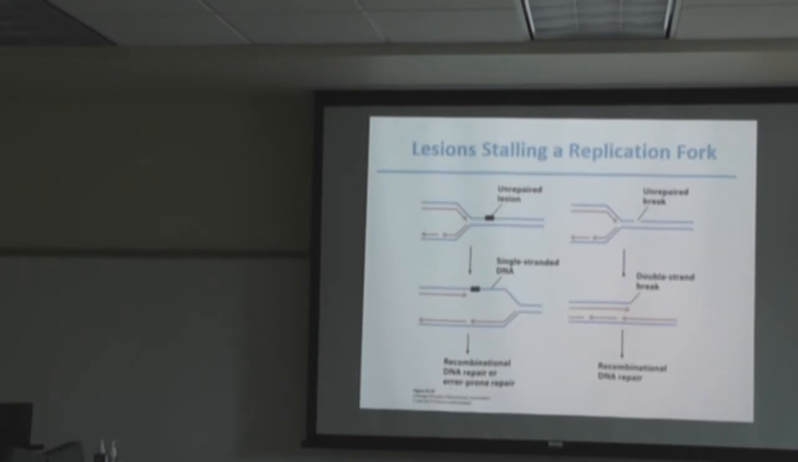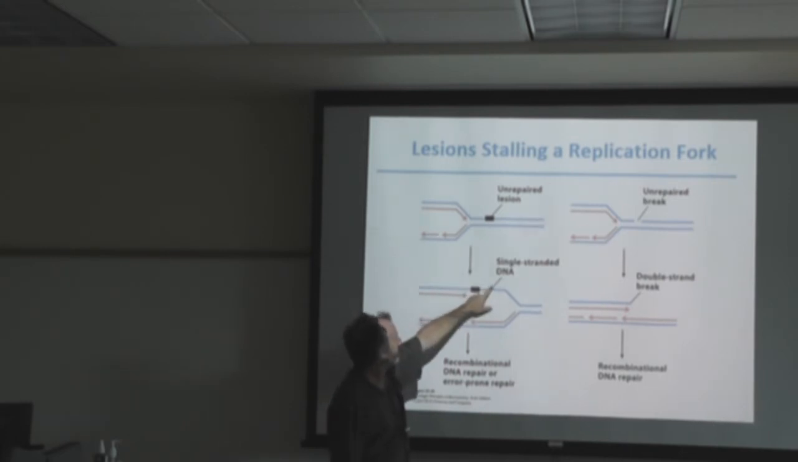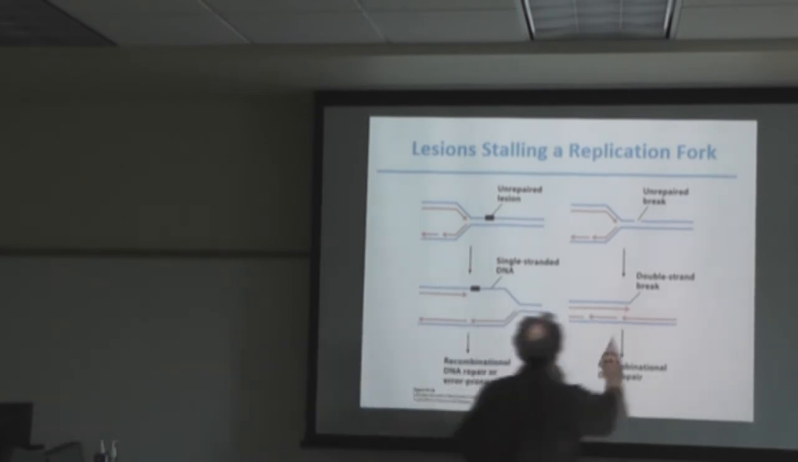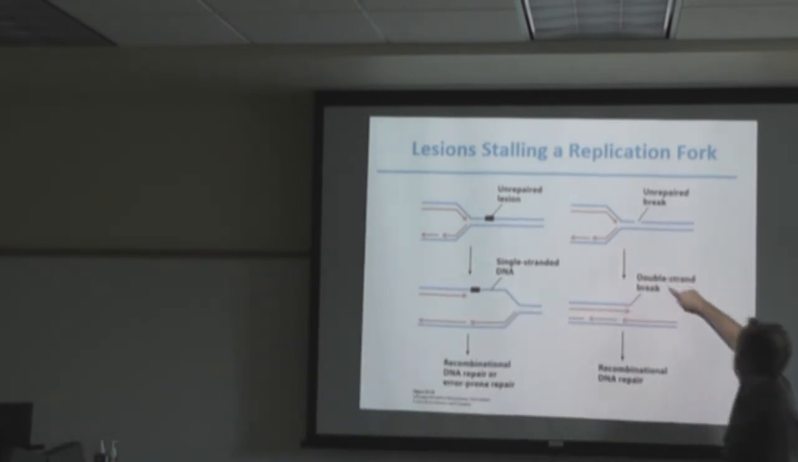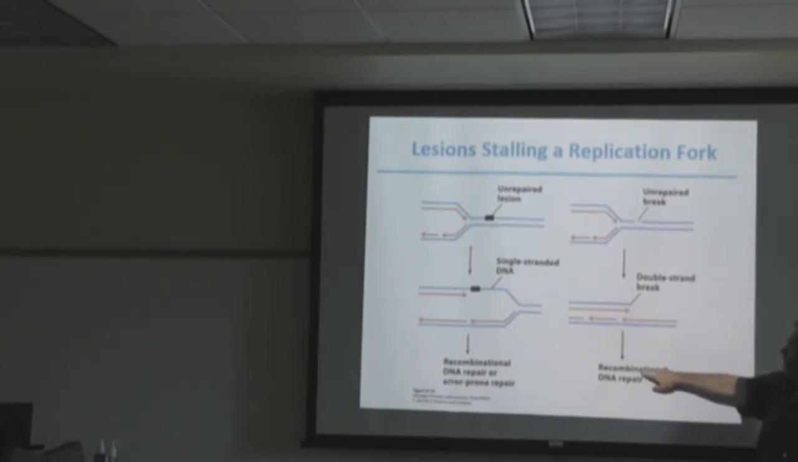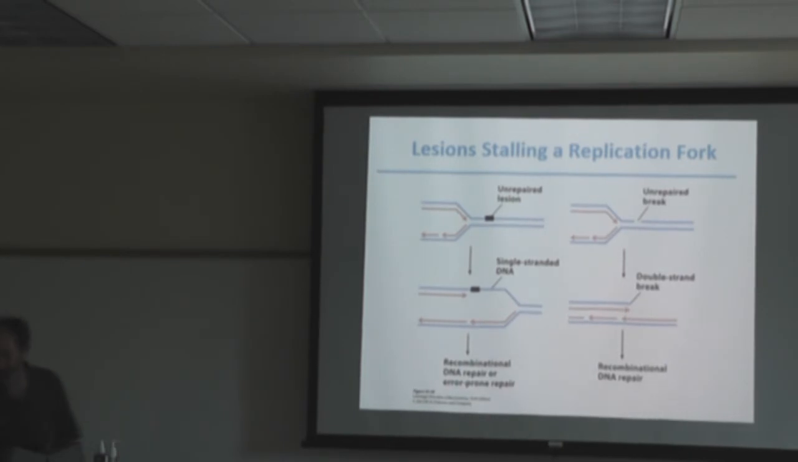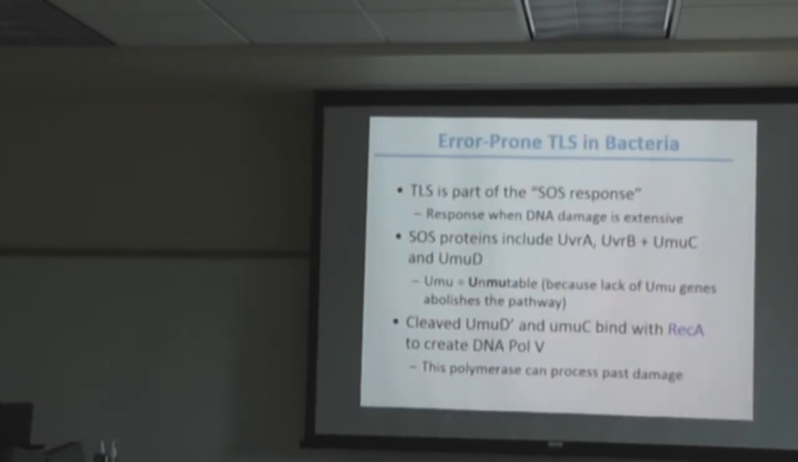So here you have an unrepaired lesion that causes single-stranded DNA, with error-prone recombination, or if you have an unrepaired double-stranded break, you can get recombinational DNA repair, which gives you some sort of template to repair that chromosome.